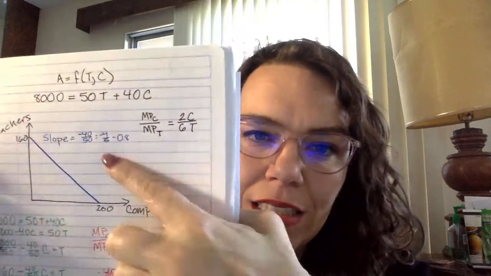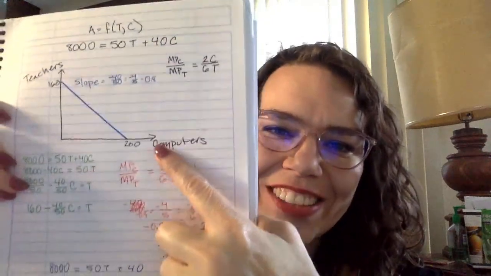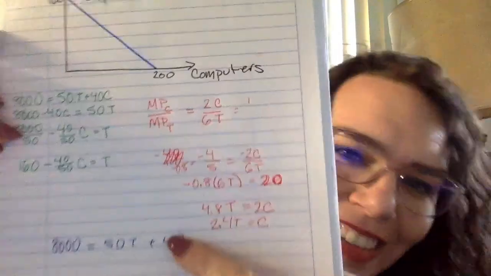Plug that into the budget constraint, and I've got $8,000 that can be spent on $50 per teacher plus $40 per computer. But now C is also equal to 2.4t. So I use that 2.4t, and now I can solve it out in terms of t.